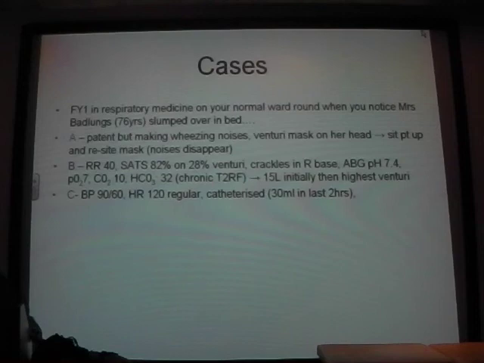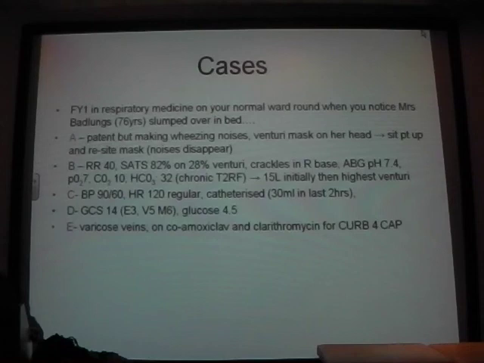So blood pressure is 90/60, so a bit hypotensive, a bit tachy, and they're catheterised, and they've only put up 30 mils of urine in the last 2 hours. Okay. GCS 14, so she's dropped 1. Where's she dropping? 1 point. Yes, alright. She's got a glucose of 4.5, which is a little bit low, but not too bad. It's always 4 for floor, 5 to drive glucose.